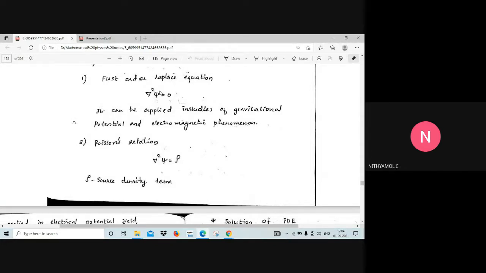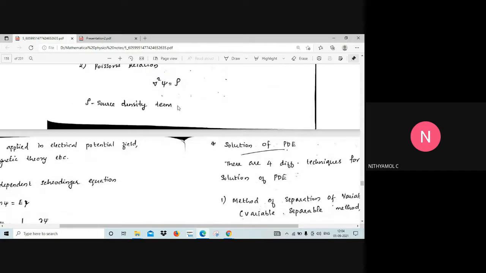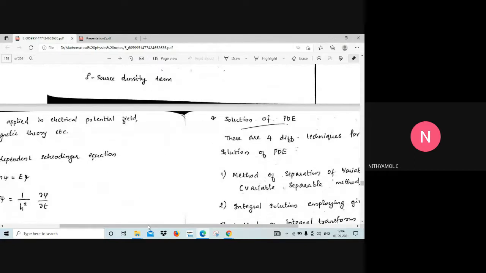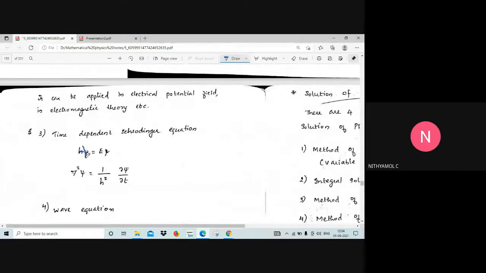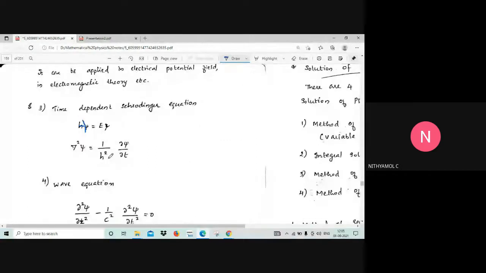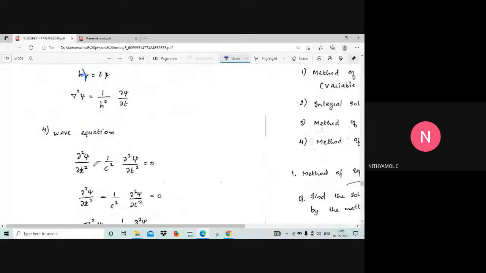The Laplace equation, del square psi is equal to 0, and the Poisson's relation, del square psi is equal to rho, and the time dependent Schrodinger equation, H psi is equal to E psi, capital H, and H psi is equal to 1 by h square dou psi by dou t. And the wave equation, dou square psi by dou x square minus 1 by c square dou square psi by dou t square is equal to 0.